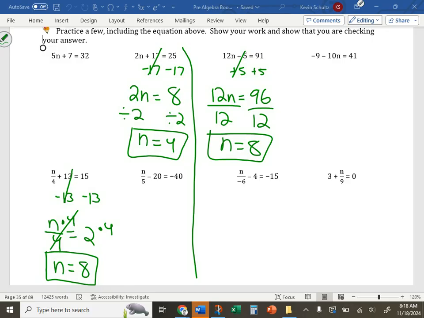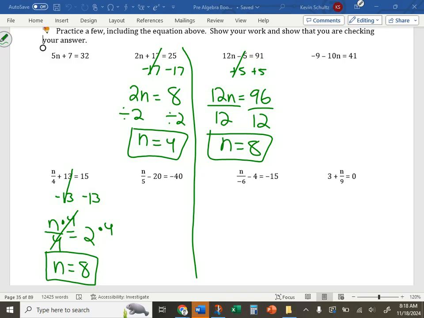What would your first step be? Negative 9 minus 10n equals 41. You still want to undo the addition or subtraction, but it's kind of backwards here, right? That variable term comes second. That negative 9 has to be our focus. And what is the opposite of a negative 9?